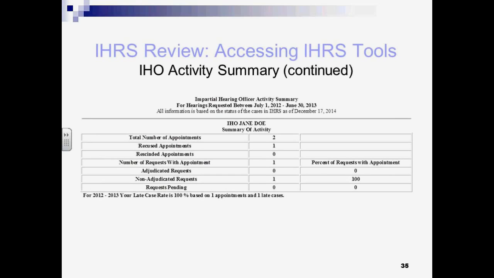The summary of activity includes the total number of your appointments, breaking out the number of appointments you recused from and were rescinded, the total number of your appointments where you retained the case, breaking out the appointments as adjudicated, where a decision was rendered, non-adjudicated, cases that were settled, withdrawn, consolidated, insufficient, or dismissed, and pending, cases that are currently ongoing. The summary also includes a column indicating the % of cases you were appointed to and retained that were adjudicated, non-adjudicated, and pending.